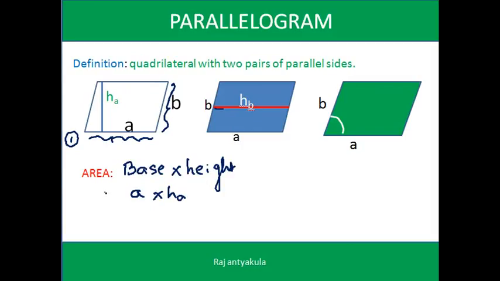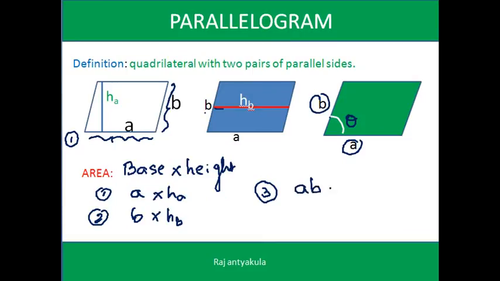Whereas in the second figure, what area will I use? I know the information of this base and height, so B into HB. Depending upon the information, we have to take the base as this and the height as this. Now, third formula to use for area of a parallelogram. See here, this is A and this is B, and they give the angle between those two lines. If the angle between those two is theta, then area of the parallelogram is AB sine theta. Depending upon the information, you will use any one of the formulas. In all three cases, you will get the same area. Thank you.